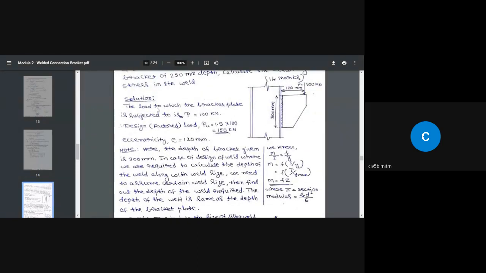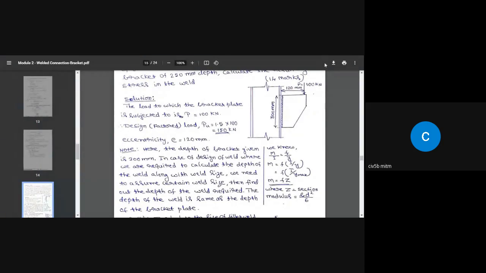So coming to this problem, solution. The load to which the bracket plate is subjected is P, equal to 100 kilonewton. That is given, that is the service load, as I said before. But we have to consider the design load, factored load, or ultimate load. So that is PU, equal to 1.5 times, that is the load factor, multiplied by the service load. We got PU equal to 150 kilonewton.